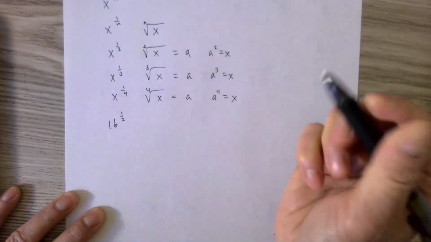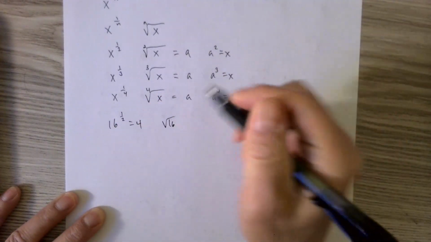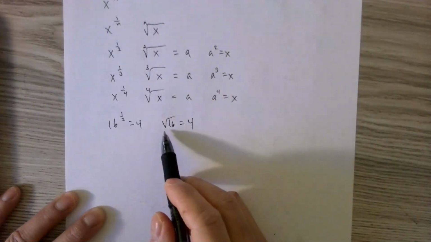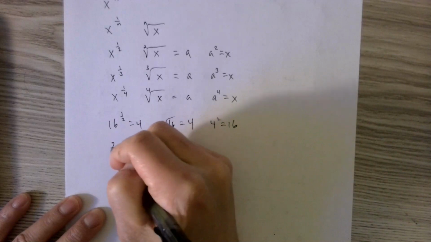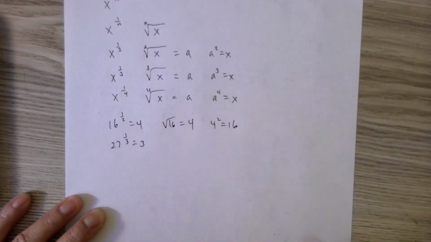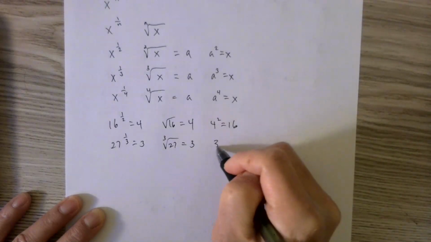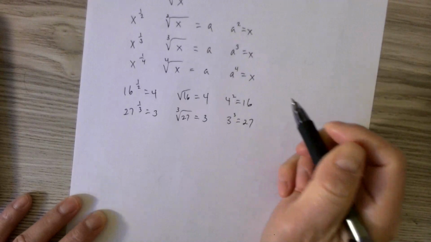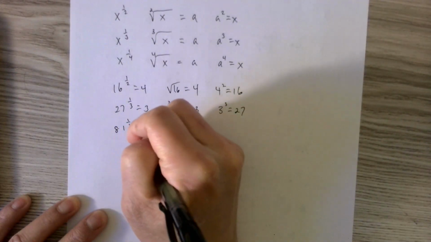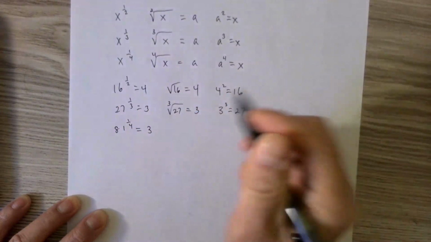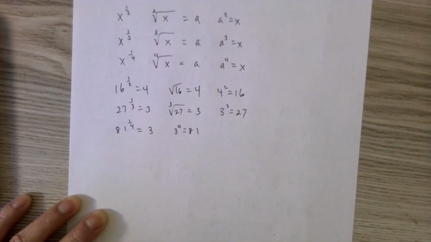So for example, 16 to the 1/2 would be 4 because the square root of 16 equals 4. Why does the square root of 16 equal 4? Because 4 squared equals 16. 27 to the 1/3 is 3 because the cube root of 27 is 3, since 3 cubed is 27. 81 to the 1/4, that is also 3 because 3 to the 4th is 81.